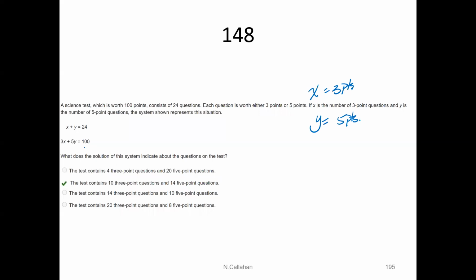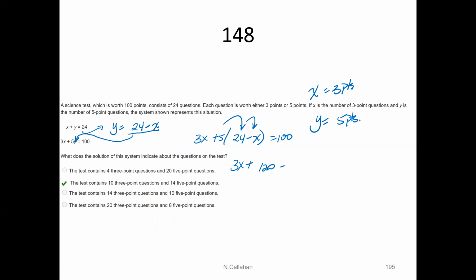So let's go ahead and solve for x and y. The first thing I'm going to do in this situation is solve for y. y equals 24 minus x. I'm going to take this part right here and plug it in for y. So 3x plus 5 times 24 minus x equals 100. You need to distribute the 5. So 3x plus 24 times 5, which is 120, minus 5x equals 100.